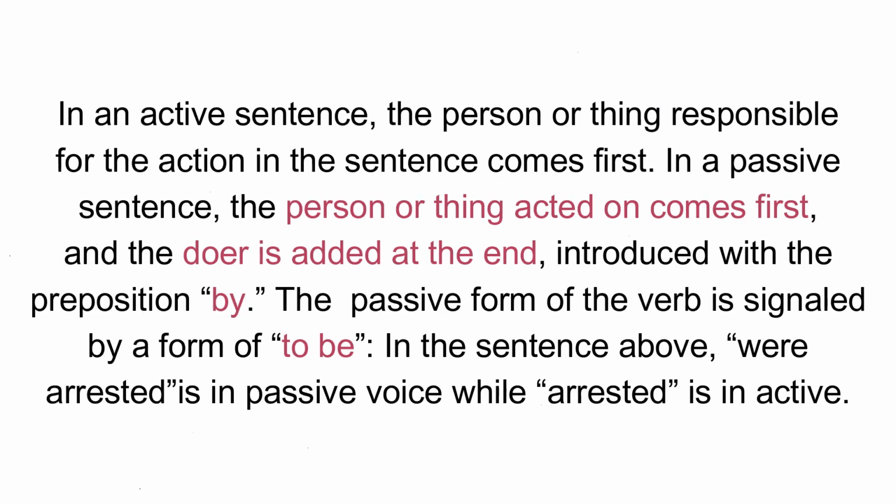In an active sentence, the person or thing responsible for the action in the sentence comes first. In a passive sentence, the person or thing acted on comes first, and the doer is added at the end, introduced with the preposition by. The passive form of the verb is signaled by a form of to be. In the sentence above, were arrested is in passive voice, while arrested is in active.